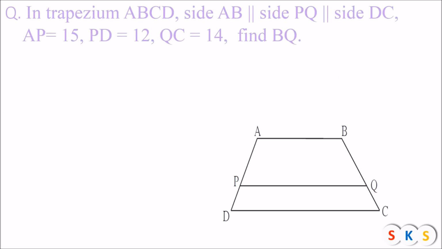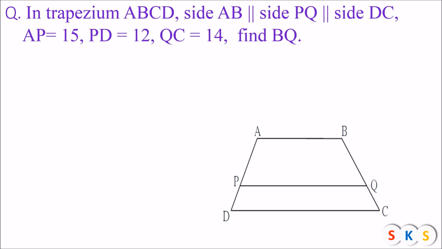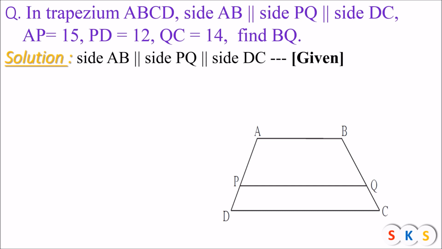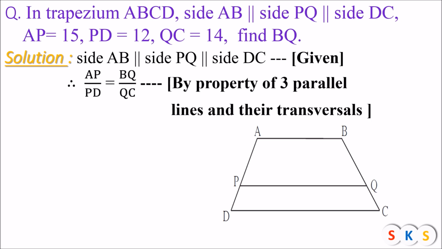Let's see the second question based on the property of 3 parallels and their transversals. In this trapezium, you can see that side AB, side PQ and side DC are parallel. AP is 15, PD is 12, and QC is 14. We are asked to find BQ. Here we know that all three lines are parallel; it's a given. Now we will use the property of three parallel lines and their transversals, which you all know. The ratio of intercepts formed on one transversal is equal to the ratio of intercepts formed on the other transversal. That is AP upon PD equals BQ upon QC.